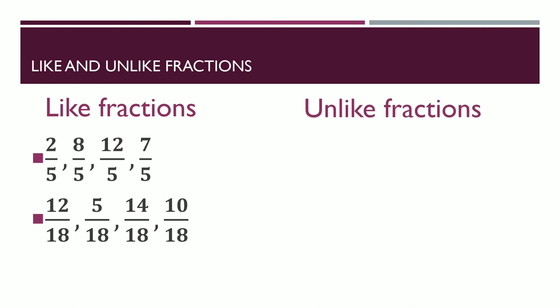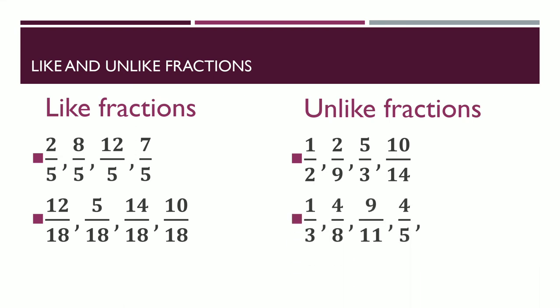Unlike fractions: if their denominator is not the same, we call these fractions unlike fractions. 1 upon 2, 2 upon 9, 5 upon 3, 10 upon 14. In these fractions, the first fraction's denominator is 2, the second one 9, the third one 3, the fourth one 14. The denominators are not the same, so these fractions are unlike fractions.